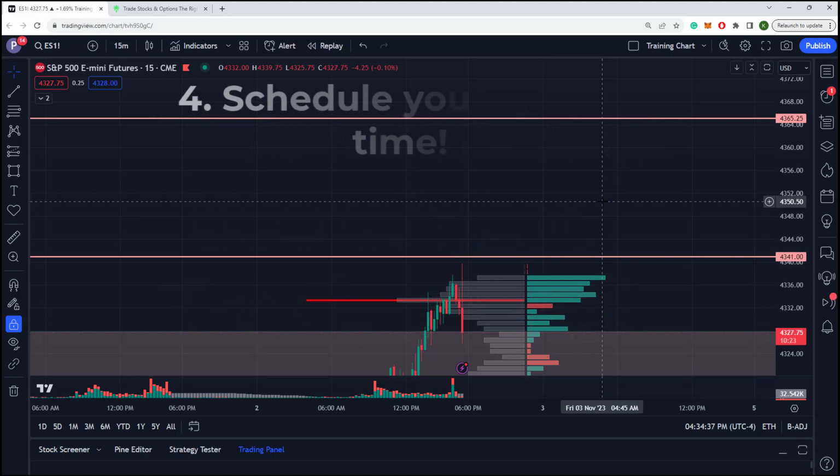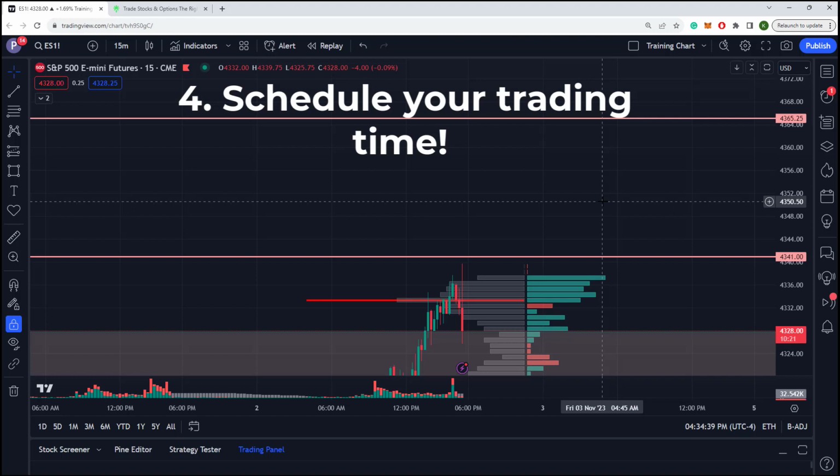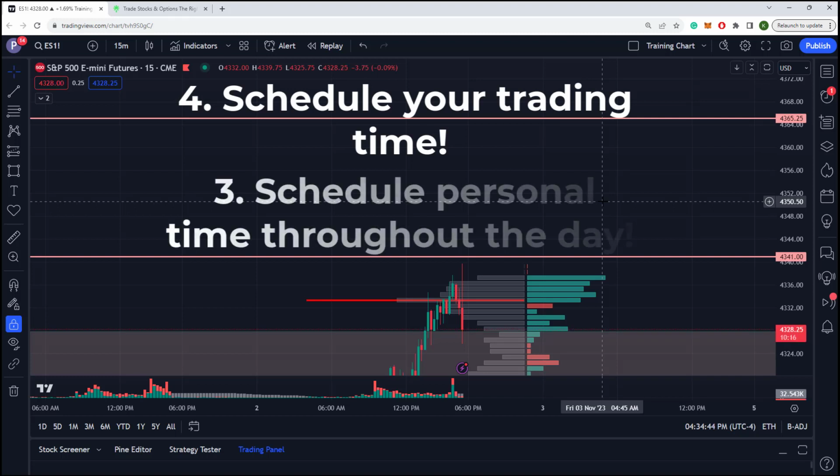Number 4, they've scheduled a specific time to trade every single day. They do not go outside of that. They stick to it. Number 3, they've got personal time. They're balanced people, right? They understand that they've got to be balanced in mind and body in order to execute in this very emotional and physical business and sport called day trading.